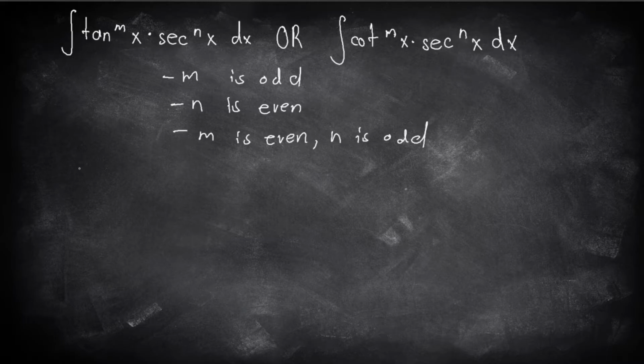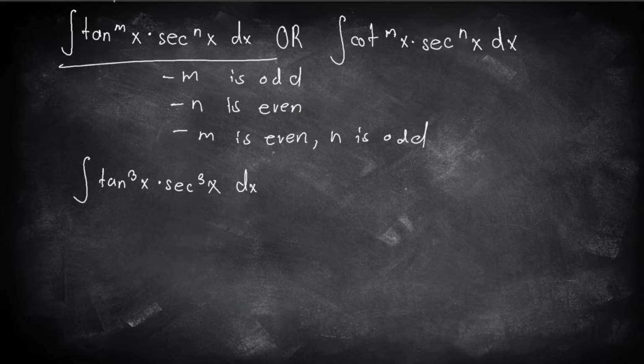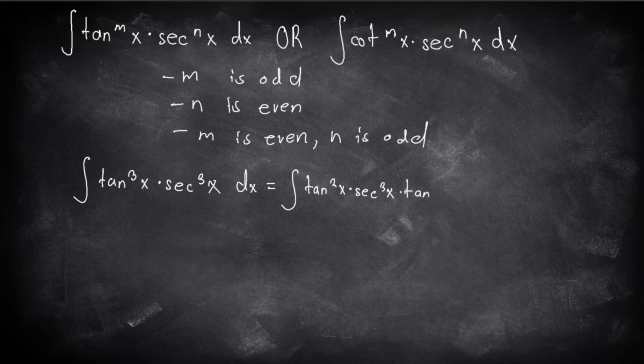Okay, so let's try an example. Let's say we want to find the integral of tangent cubed of x times secant cubed of x dx. It's in this form, so which condition does it meet? Well, m is 3, so that's odd, so it satisfies this condition. For this one, that means we have to take one away from here. So that's tangent squared of x times secant cubed of x times tangent of x.